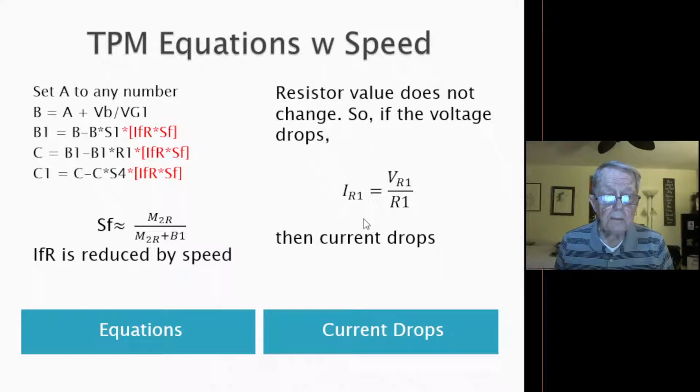Okay. Here is the TPM equation with speed again, but this is a comment about the dropping of, as I said verbally a minute ago, that the resistor value doesn't change. So if the voltage drops, which is what I expect it to do, then the current drops. That's all that slide was about.